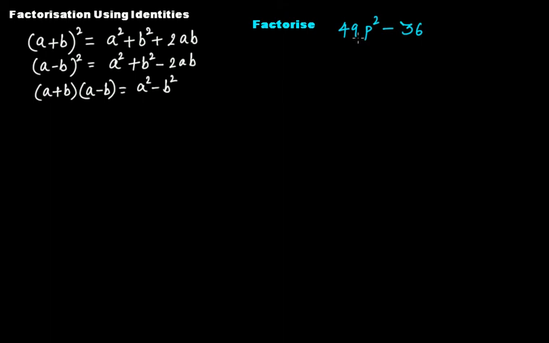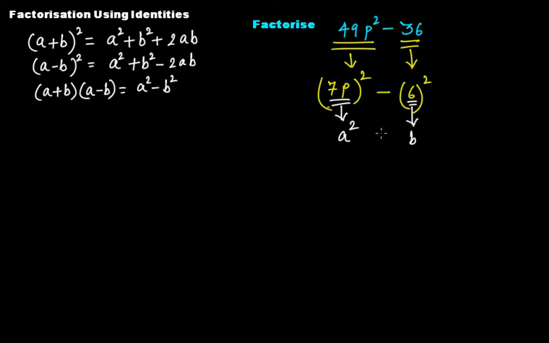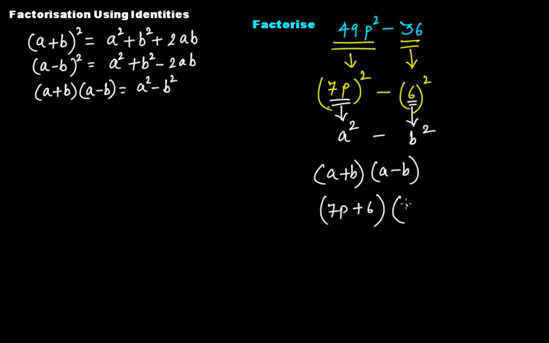In the next one, we have to factorize 49p squared minus 36. Okay, so if you take this first term, 49p squared, this is actually (7p) whole squared, right? 7 times 7 is 49, and p squared is p squared, and this term 36 is 6 squared. Now if you take 7p as a and 6 as b, then it's actually a squared minus b squared, right? So a squared minus b squared is what? (a plus b) multiplied by (a minus b). So we have taken a as 7p, b as 6, so (7p plus 6) multiplied by (7p minus 6). So this is the required factorization of 49p squared minus 36.